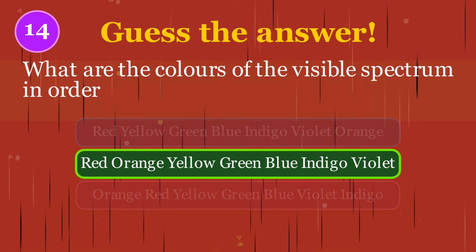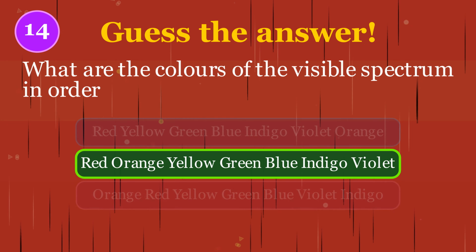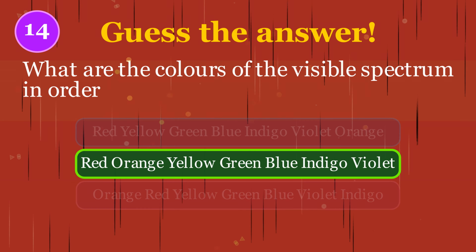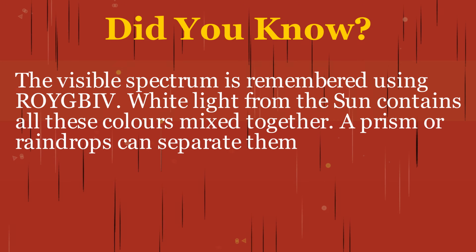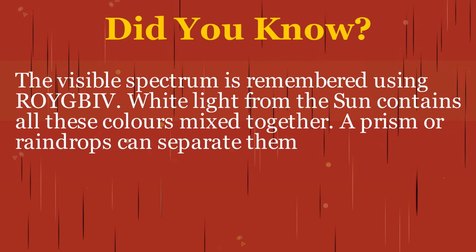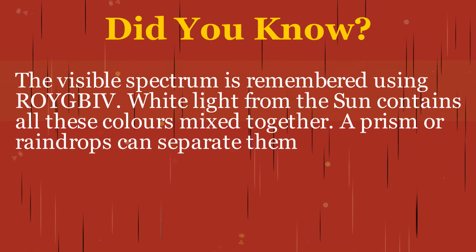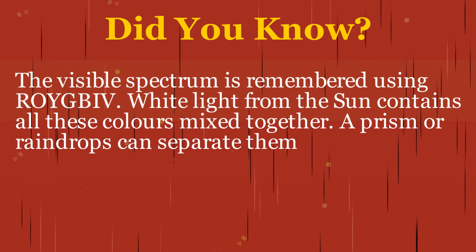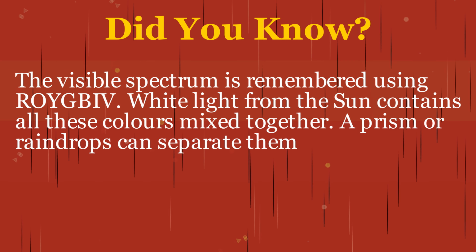The correct answer is red, orange, yellow, green, blue, indigo, violet. Here's an interesting fact: the visible spectrum is remembered using ROYGBIV. White light from the sun contains all these colors mixed together. A prism or raindrops can separate them.